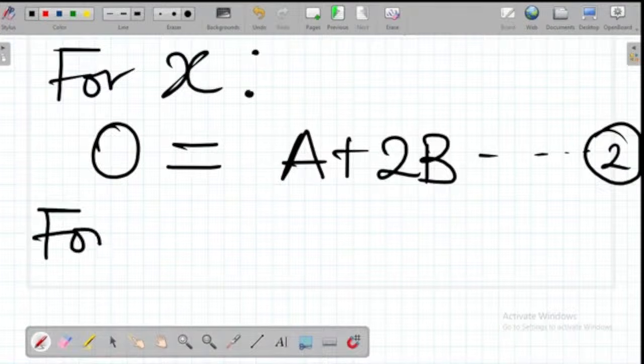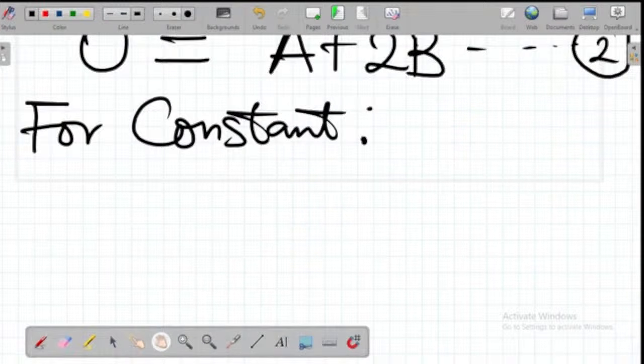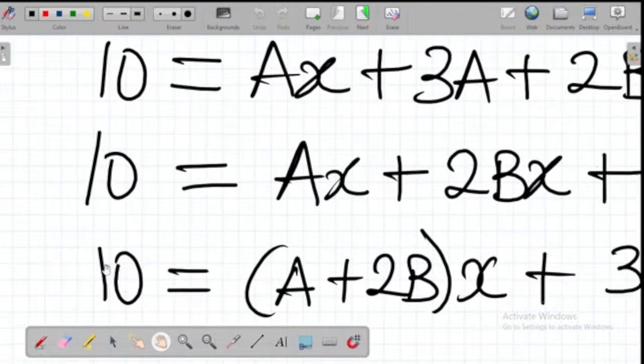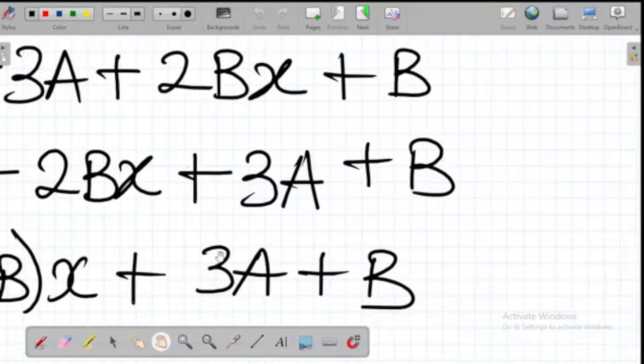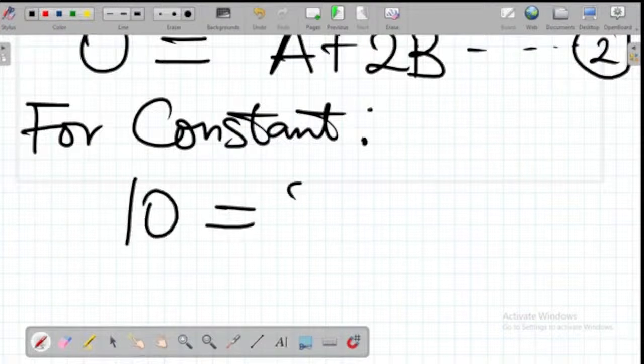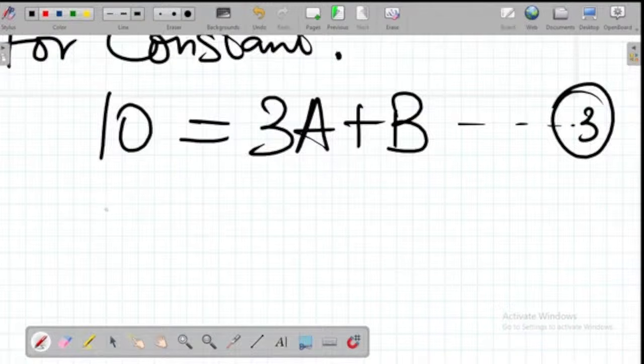And then for the constant term, we'll check out for the constant term at the left-hand side and equate it to the constant term at the right-hand side. At the left-hand side here, the constant term is 10. And at the right-hand side, the constant term here is 3A plus B. So we have 10 is equal to 3A plus B. So let's call this equation 3. Alright, so let's solve equation 2 and equation 3 simultaneously using substitution method.